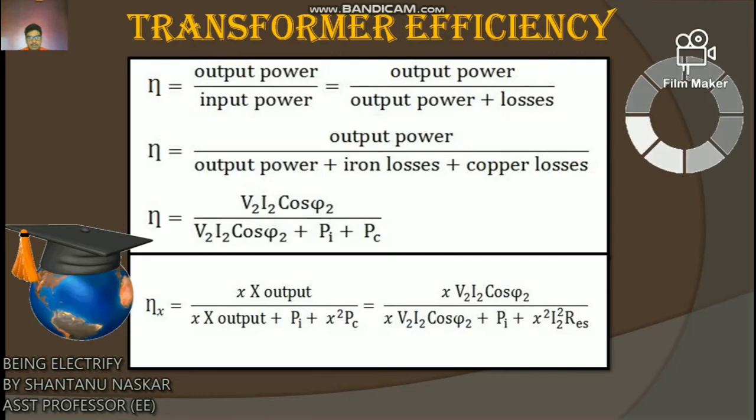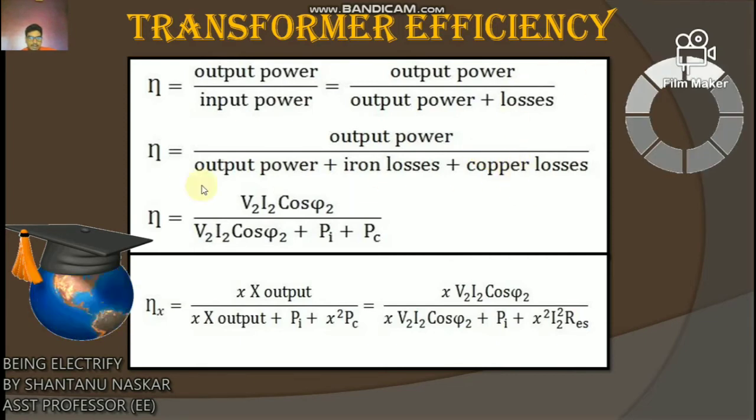Transformer efficiency is denoted by this sign. Efficiency equals output power by input power, which equals output power by output power plus losses, because input power equals output power plus losses. There are two types of losses in a transformer: iron loss or core loss, and copper loss.